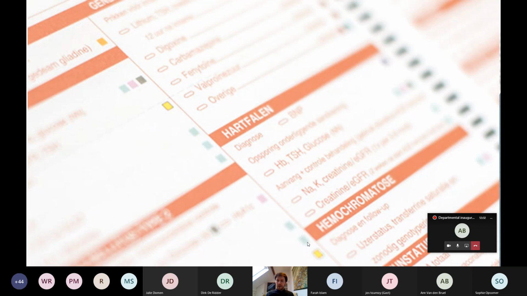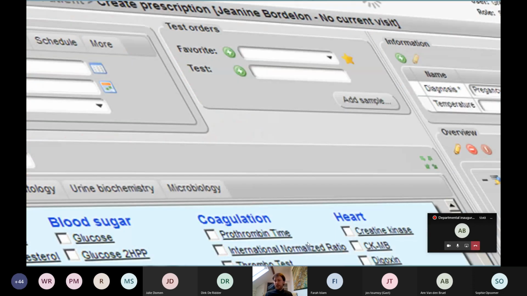And this type of work, or at least this paper-based work, is not really efficient for enabling clinical decision support. But more and more, laboratory test ordering is migrating to an online platform where the physician orders the test on a computer-based form.